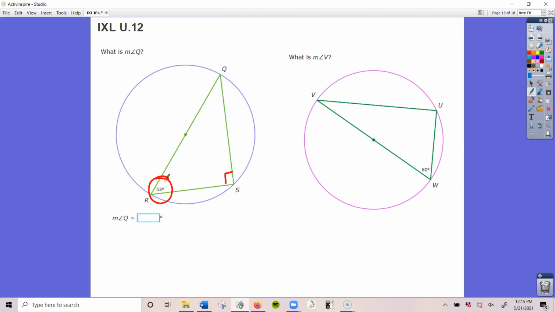That means that this angle here and angle Q would add up to 90 degrees, since 90 plus 90 would give you the total of 180. So you could do 90 minus 53, which is equal to 37. So that would be the measure of angle Q. Over here, this is the right angle. So if this is 60, that means that this must be 30, because 60 plus 30 is 90.